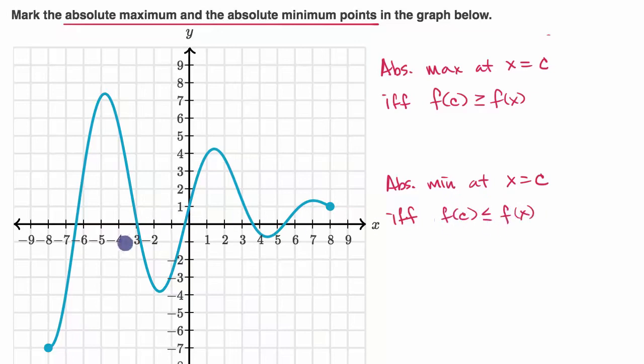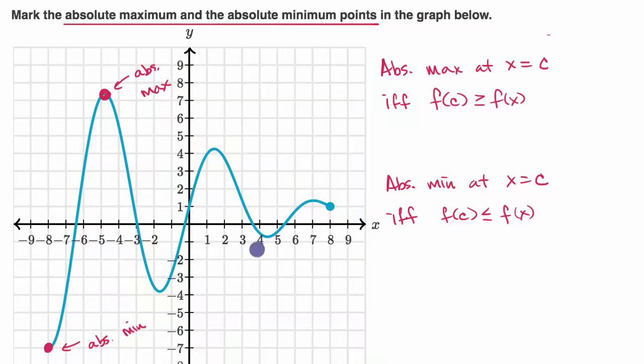Another way to think about it is the absolute maximum point is the high point. So over here, that is the absolute maximum point. And then the absolute minimum point is interesting because in this case, it would actually happen at one of the endpoints of our domain. So that is our absolute max. And this right over here is our absolute min.